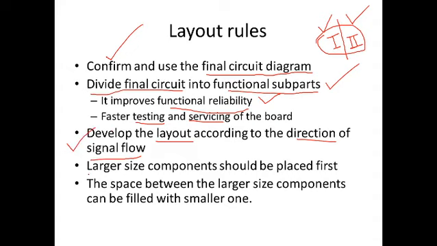Fourth is, of course, you always put the larger size components on the layout first, and then the space between the large size components can be filled with the smaller ones. So normally you put the capacitor, inductor first, and then you go for the transistor. The very first component you put is the IC, then the transistor, then the capacitor, and then finally you can put your resistors. In that way you ensure that the space is utilized properly. Otherwise you will unnecessarily waste the space on the PCB.